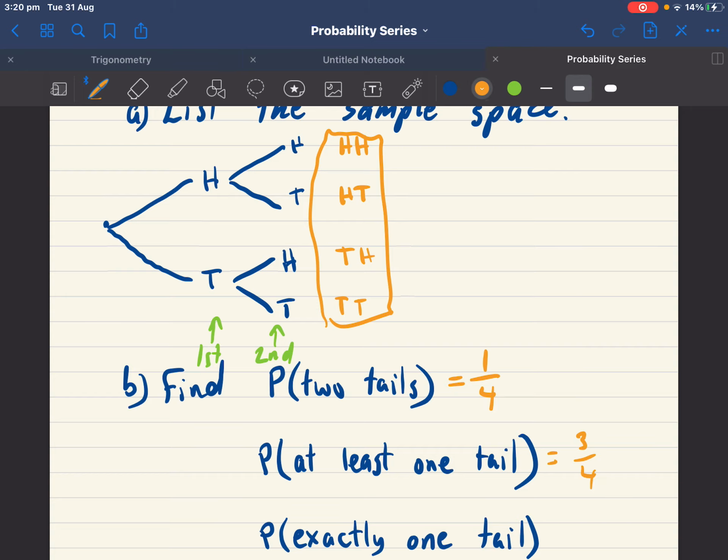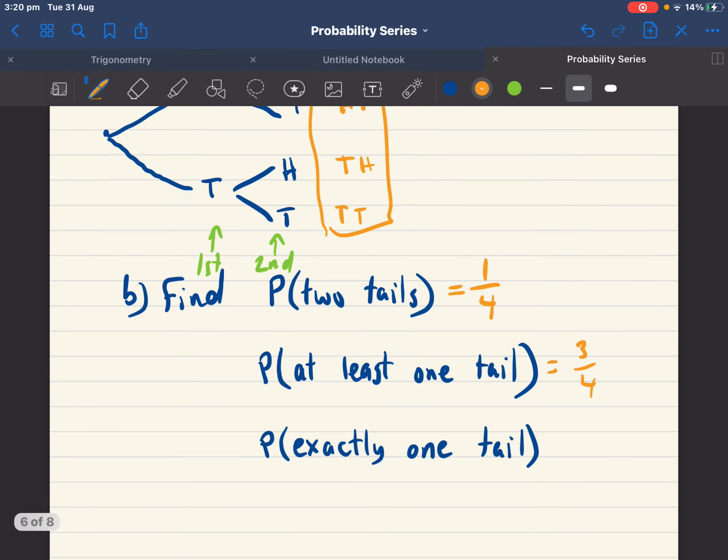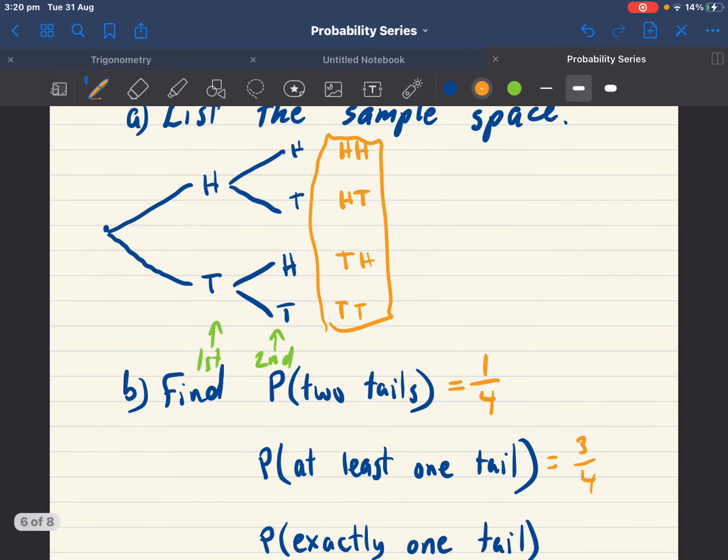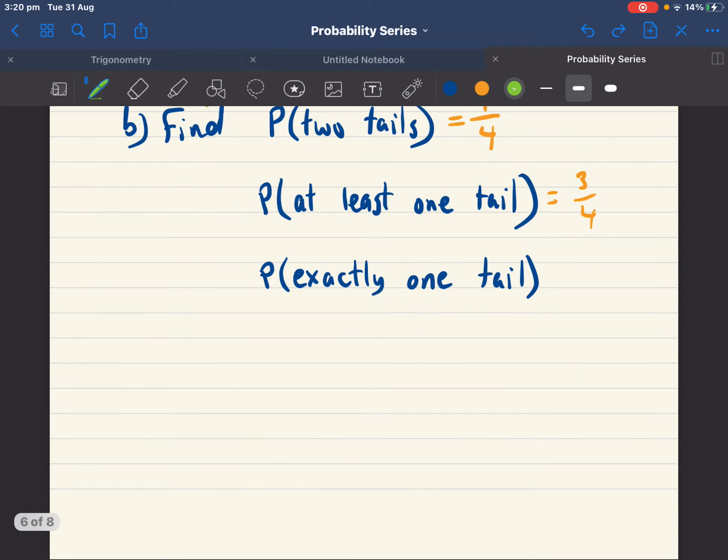And the final probability question, what's the probability you get exactly 1 tail, right? You flip the coin twice. What's the probability you get exactly 1 tail? Well, that was here and here. So in this case, we have a total of 2 out of 4, or if you wanted, 1 in 2.